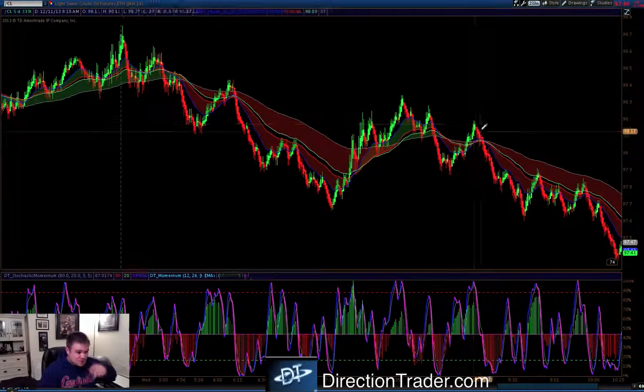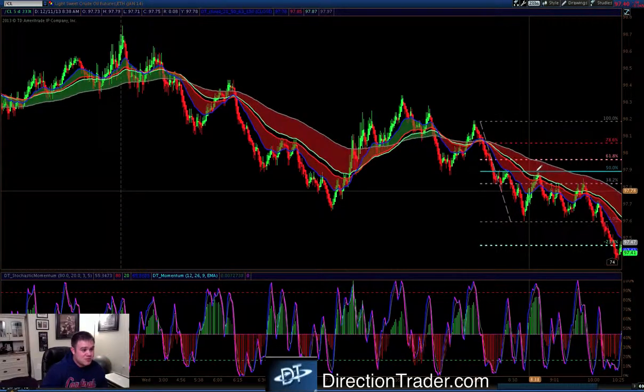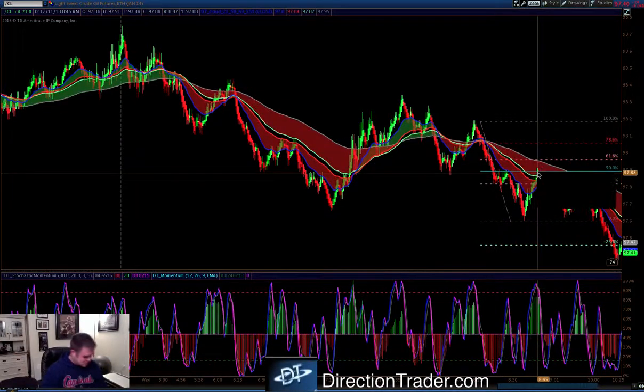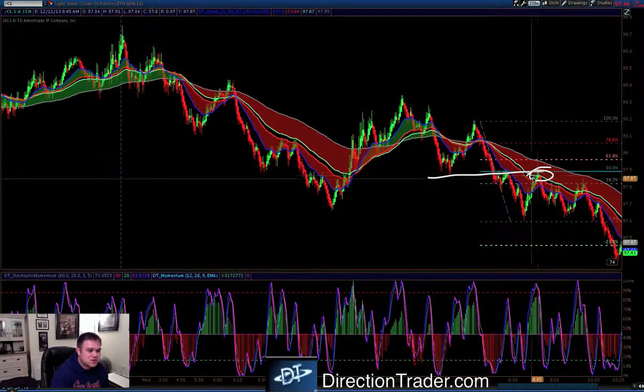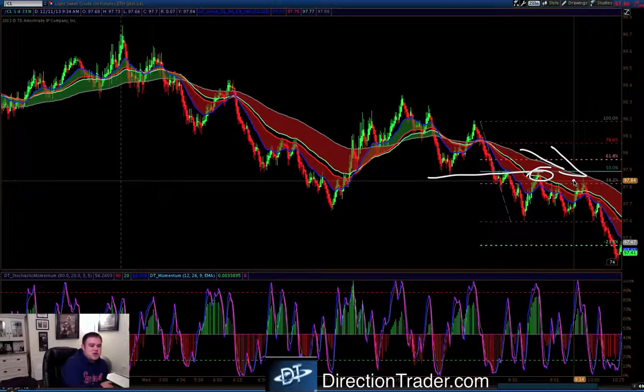We got a pullback and shot to the downside. Now, I did not take this short here, but what I did take was the very next one. Pulled back up to this 50% level, retested this high, and we shorted again. But once again, what am I trying to iterate? Is staying in the direction of the longer trend.